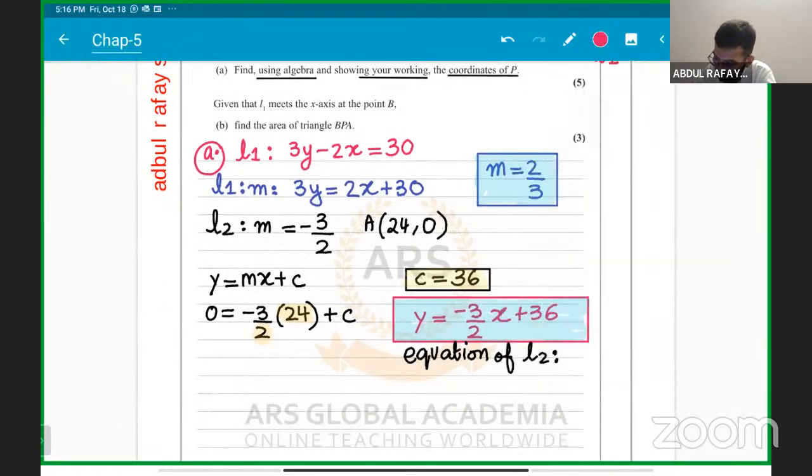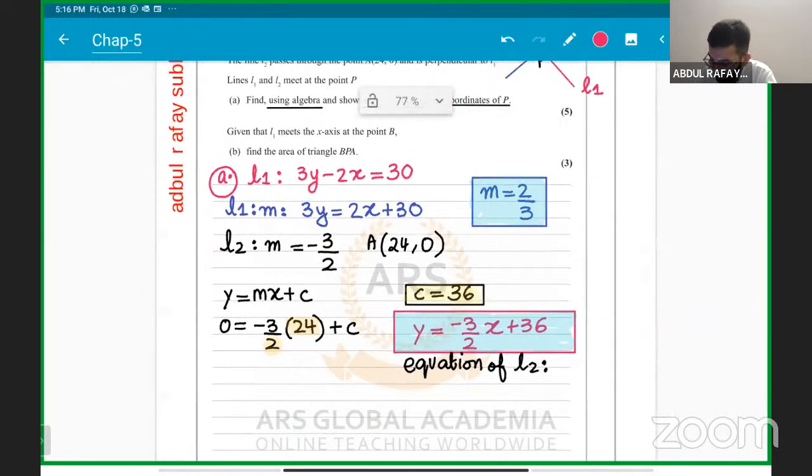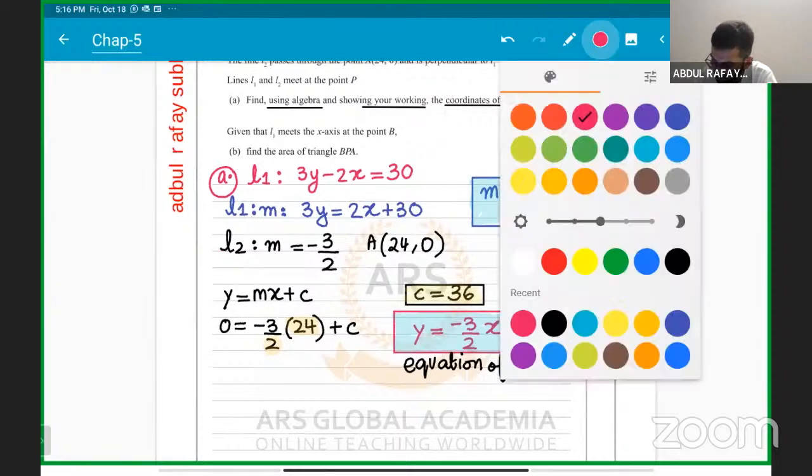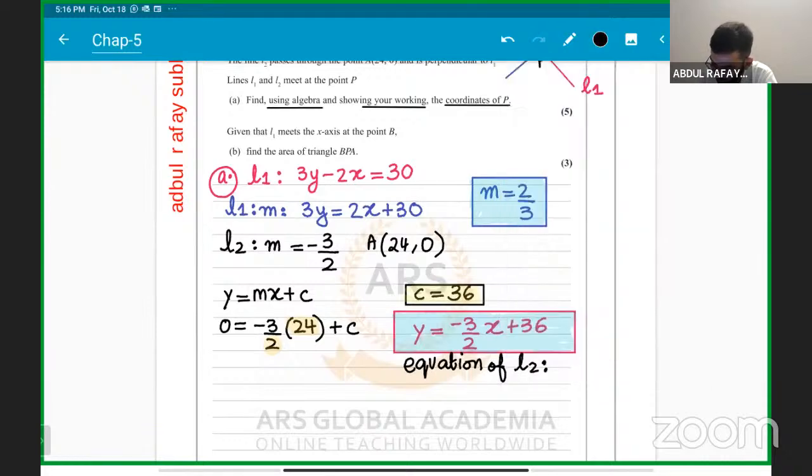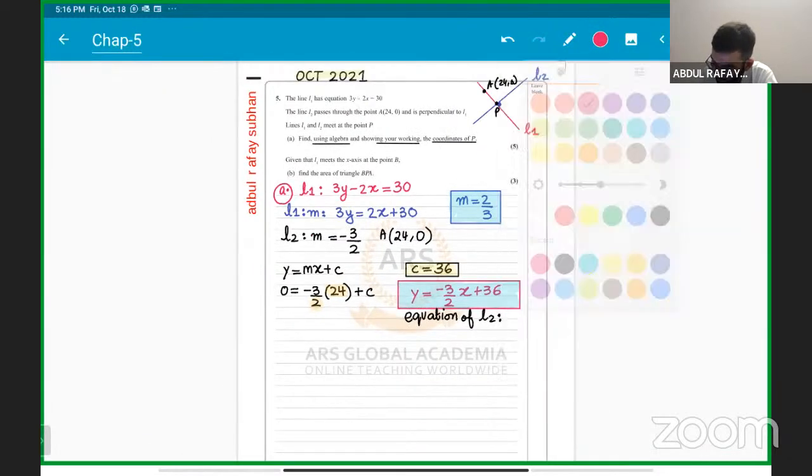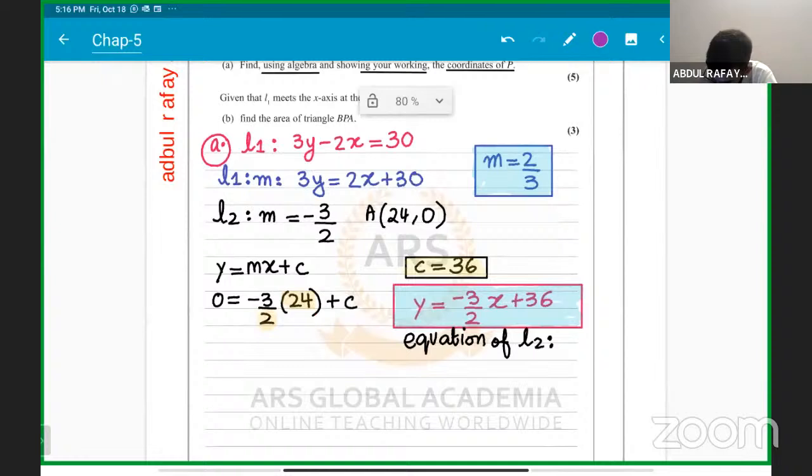Okay, let's continue, students. We have got the equation of line 2 and the equation of line 1. L1 was already there. So what we can do basically is just do the simultaneous equations now. Is everyone there with me? Sir, we just have to do simultaneous equations.